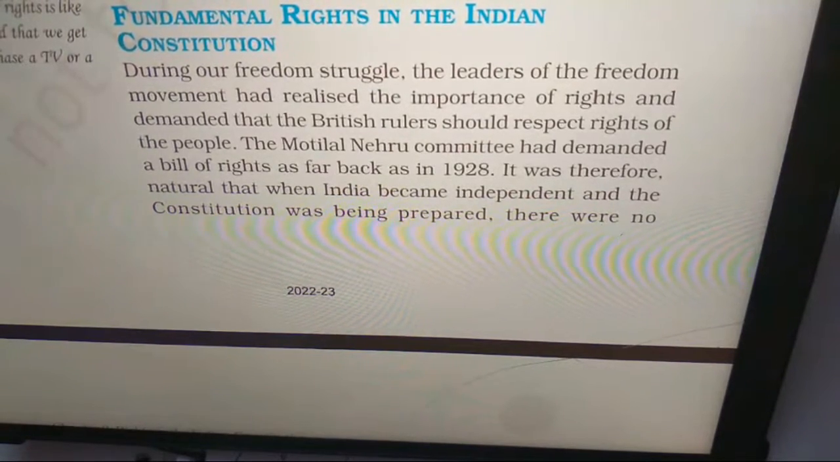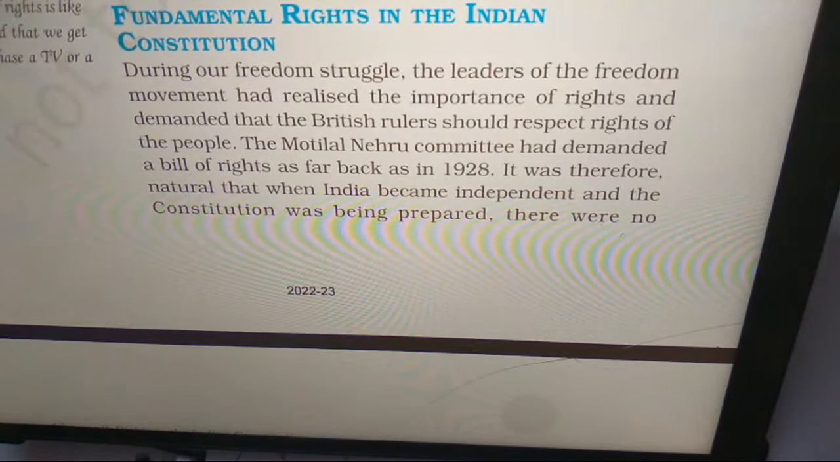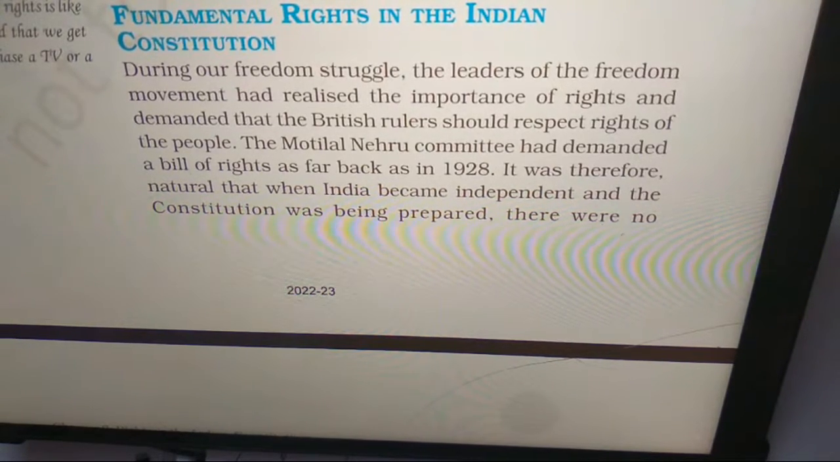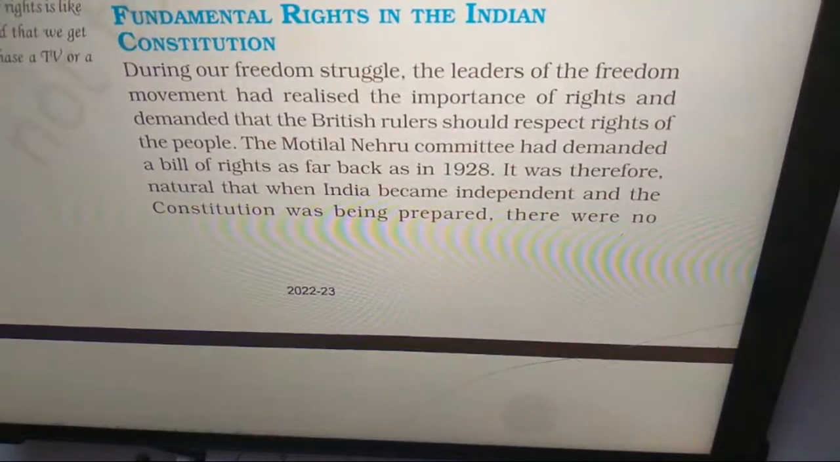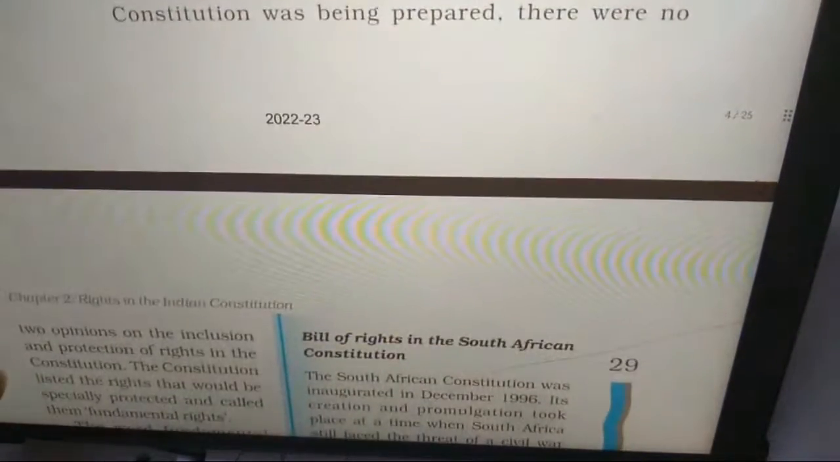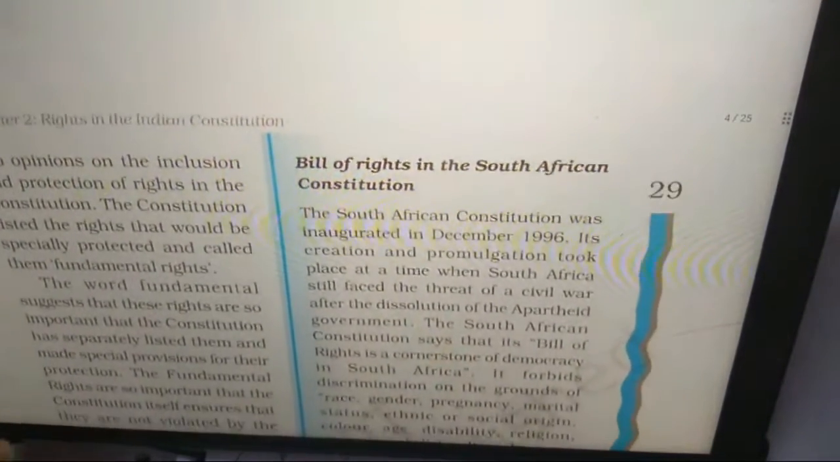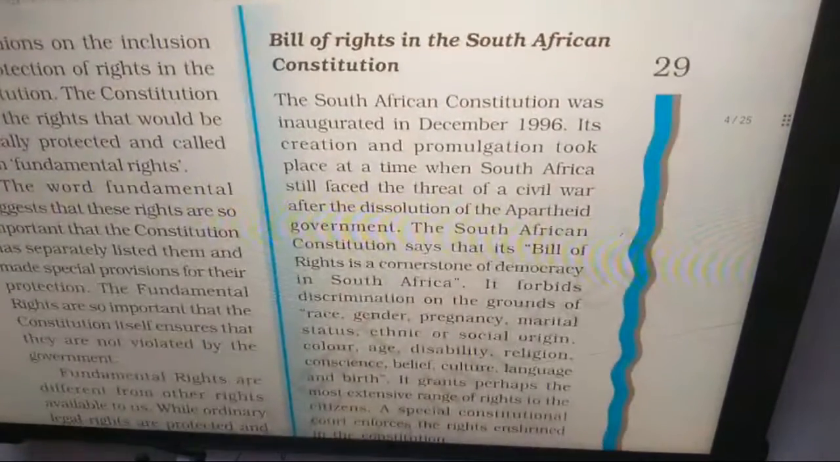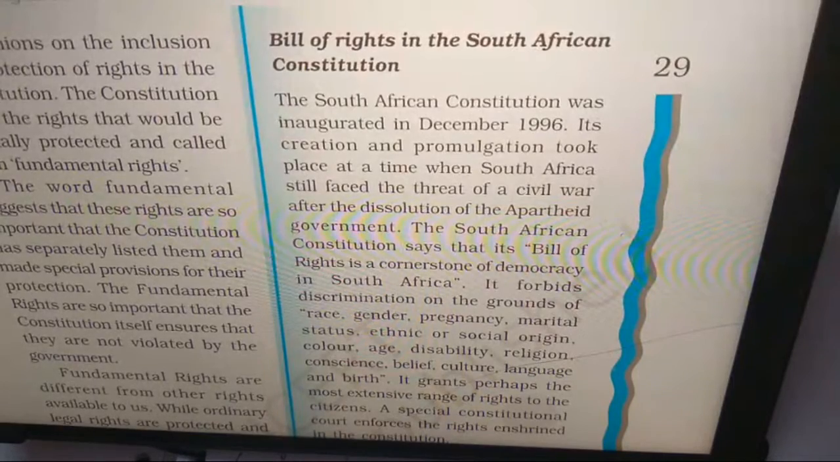It was therefore natural that when India became independent and the constitution was being prepared, there were no two opinions on the inclusion and protection of rights in the constitution. The constitution listed the rights that would be especially protected and called them fundamental rights.